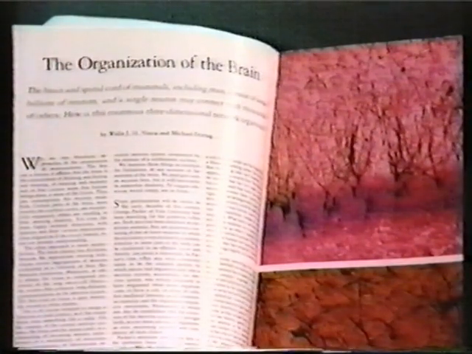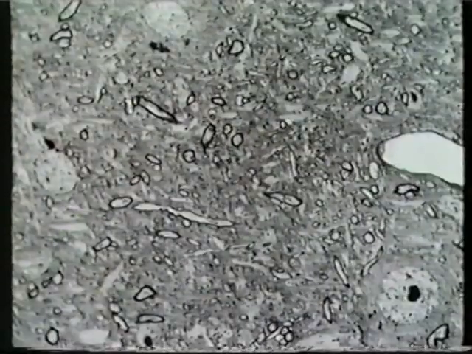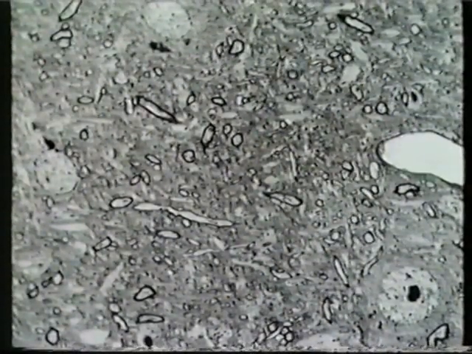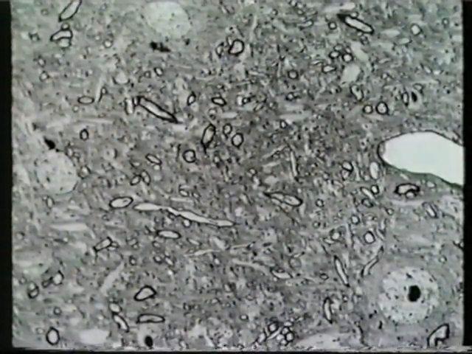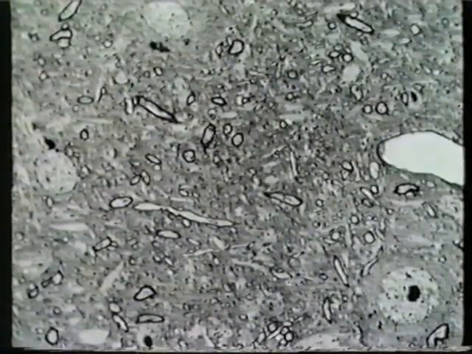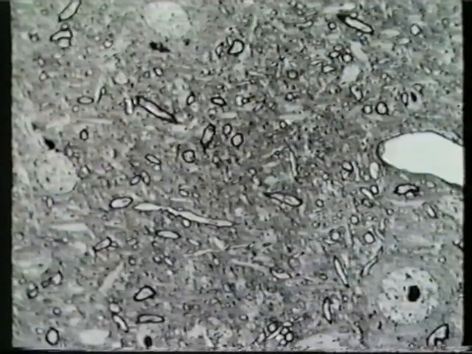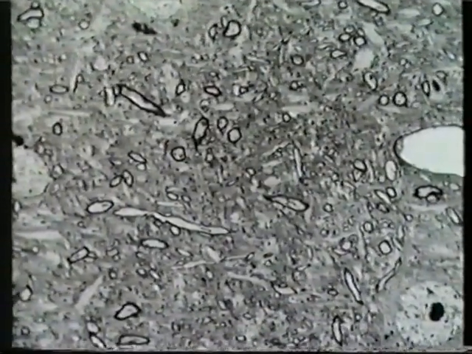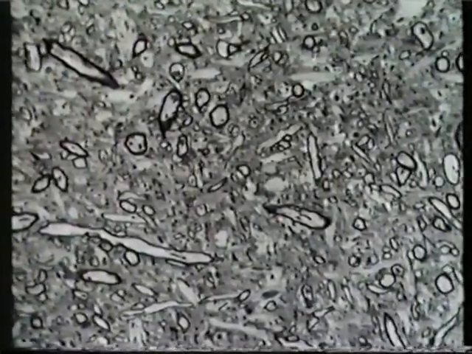Nauta and Feirtag, in an issue of Scientific American devoted wholly to the brain, take this further by stating, "If all the neurons were stained, the tissue would appear black." The idea that the brain and spinal cord are solid with cells and their processes is generally believed to be supported by observations using electron microscopy. In this example, there appears to be only a small extracellular space between identifiable elements, although one must hasten to add that this view is largely a circular argument.